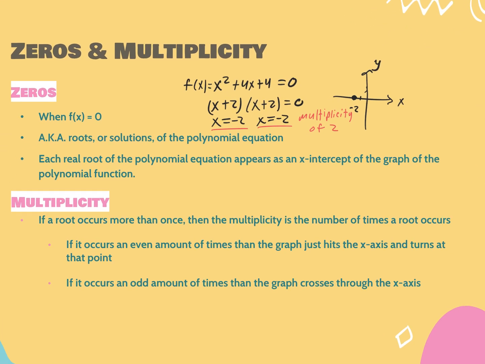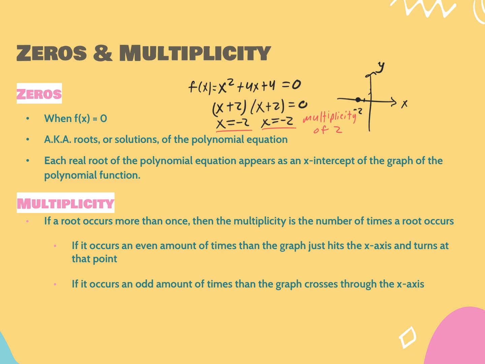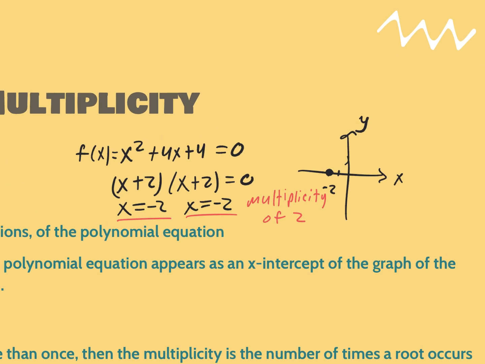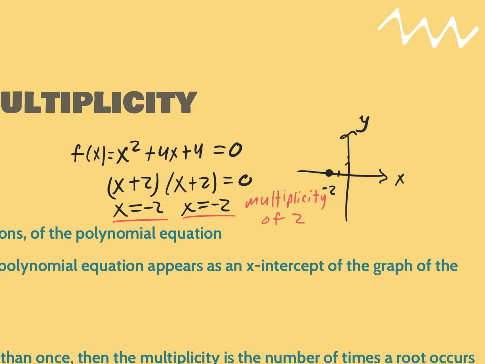And this is useful when graphing because if it occurs an even amount of times, then it just bounces. So even, it touches and bounces in the other direction. So it just hits it and turns at that point. If it occurs an odd amount of times, then it crosses that point. It goes through it. So in this case, our multiplicity of 2 is going to tell us that we're going to touch this point right here. We're not going to cross it. We're just going to touch it and bounce back. All right, and we know that it's going to look something like that.